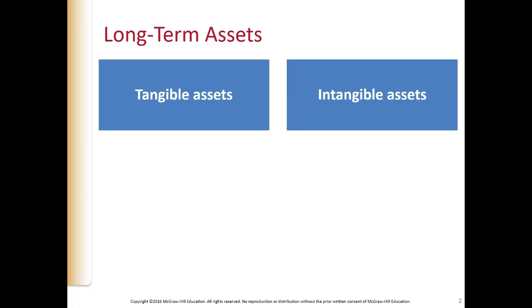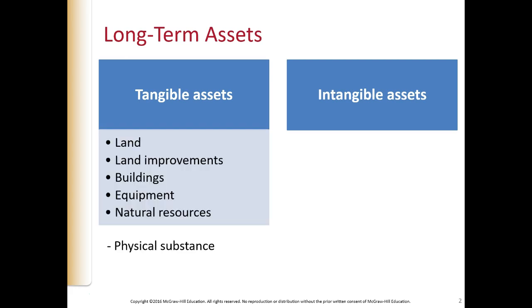In Chapter 7, we are going to discuss long-term assets. So let's get started. Now, long-term assets are broken down into two parts. There are tangible assets and intangible assets. Tangible assets are items such as land, land improvements, buildings, equipment, natural resources. These are items that have a physical substance.